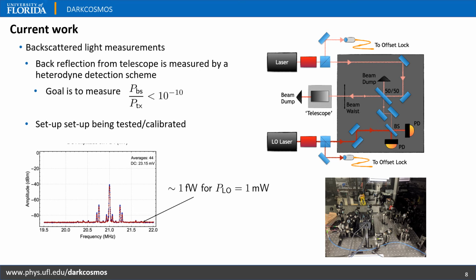We have 2 lasers that are phase locked with a frequency of a few megahertz. And by detecting the amplitude of the beat note between the local oscillator and the laser that goes through to the telescope, we can infer the amplitude of the backscattered light. And here on the left hand side you can see a measurement just to see the noise floor levels, and with this kind of measurement it's easy to reach femtowatts with 1 milliwatt for the local oscillator.